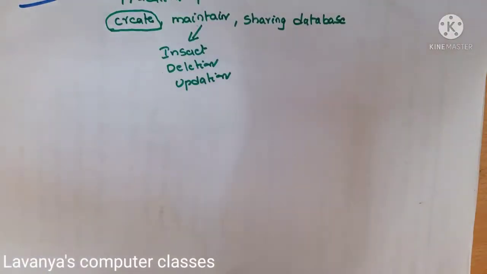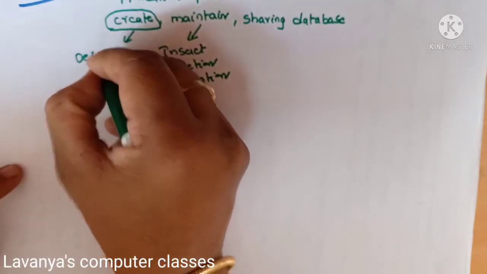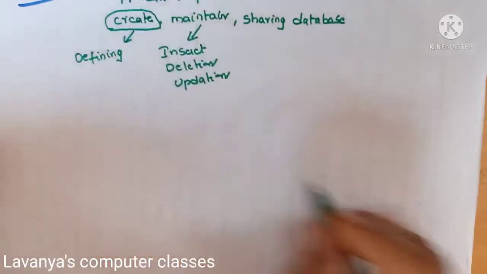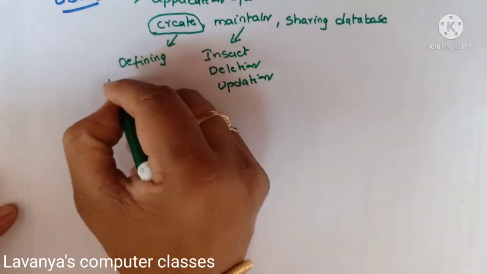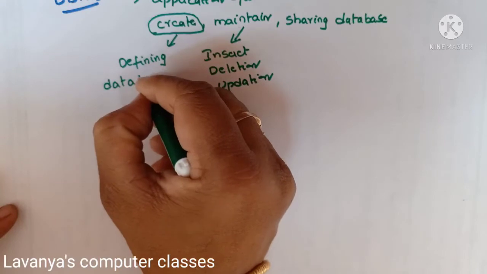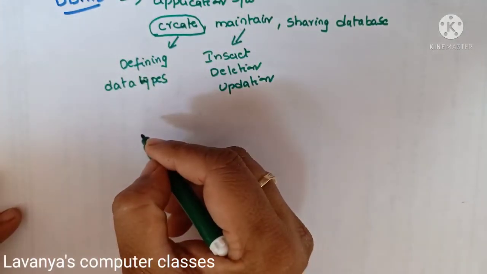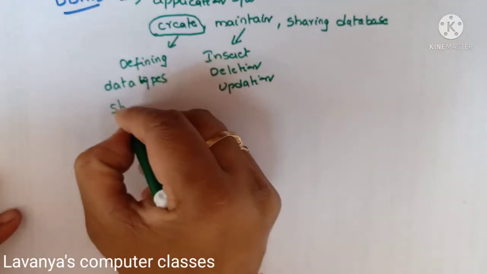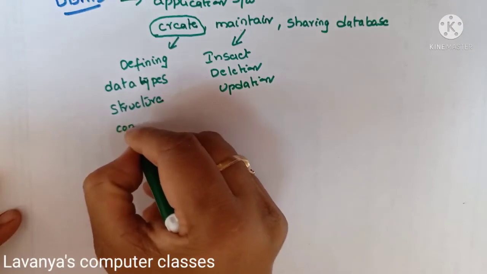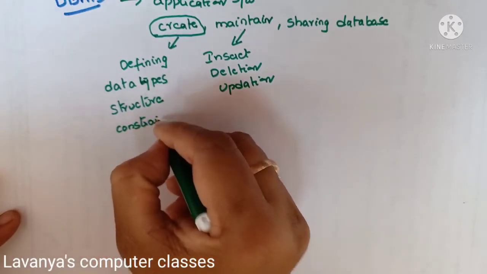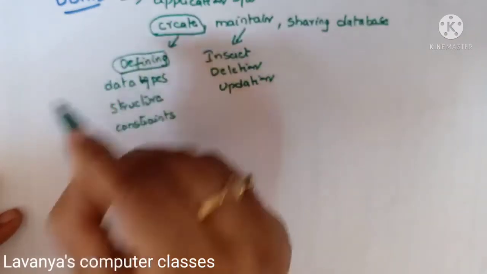So in defining the database, the creation means defining the database. What does defining involve? It involves data types. In defining, we have to specify what the data types of the data are, what the structure of the table is, and also what the constraints of this database are. Everything is known as defining the database.